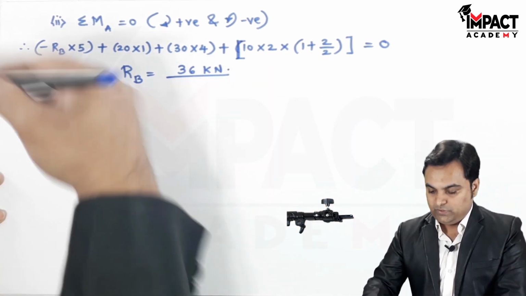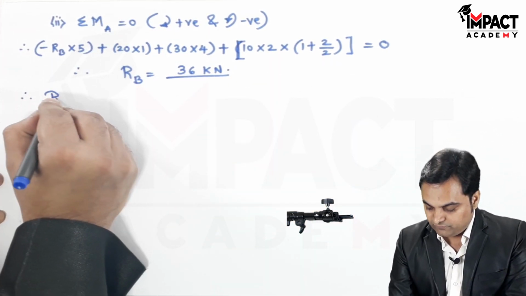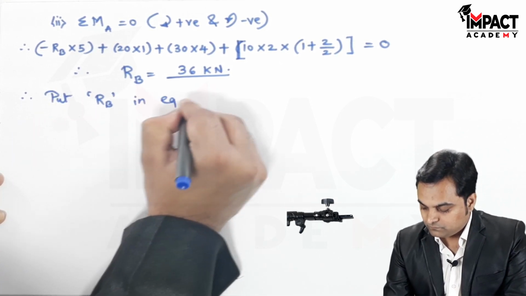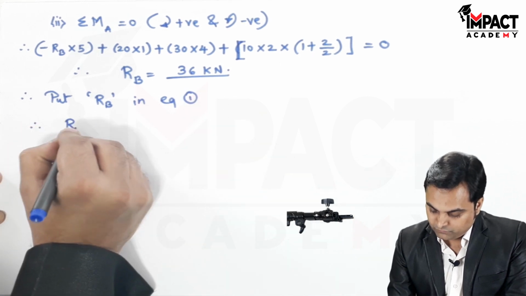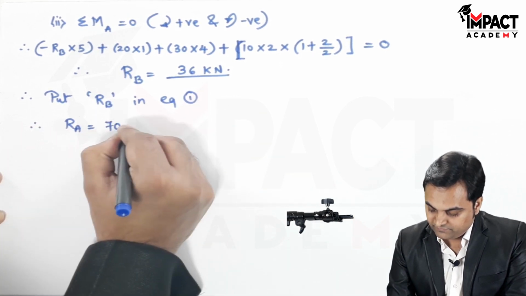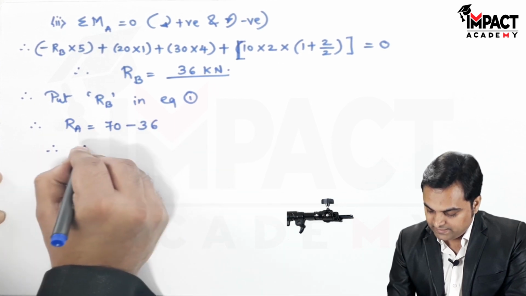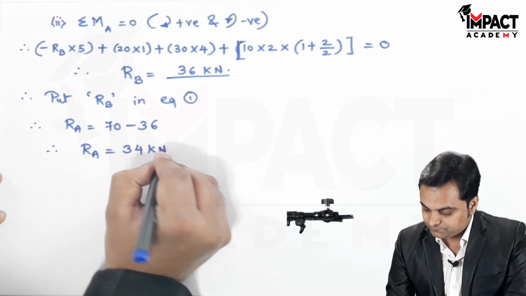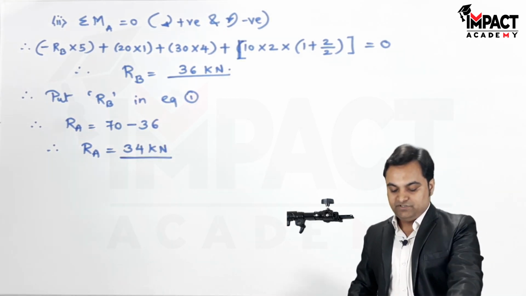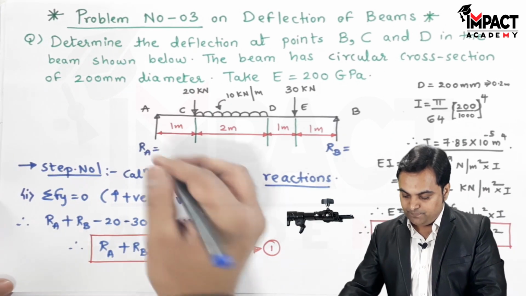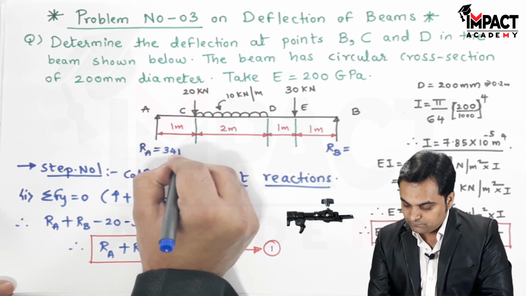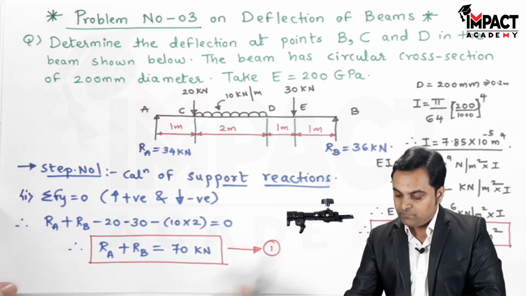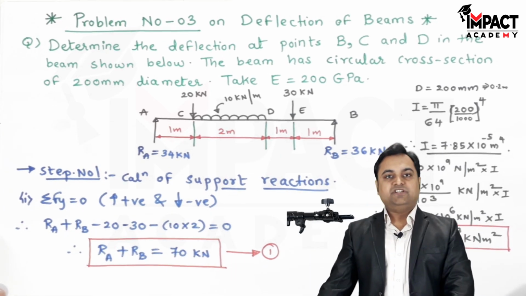Now when I get this value, I'll put it in equation 1. So therefore putting RB in equation 1, the RA value would be 70 minus 36, and the answer comes out to be 34 kilonewton. Once the reactions are known, I'll indicate them onto the beam. Now this completes step number 1.